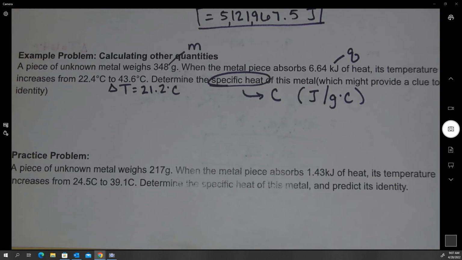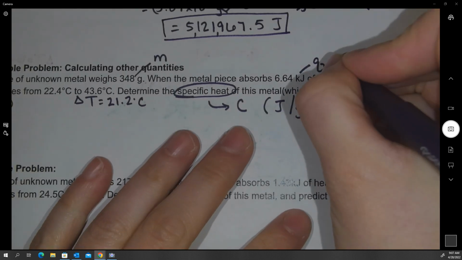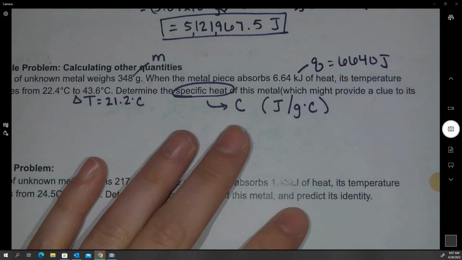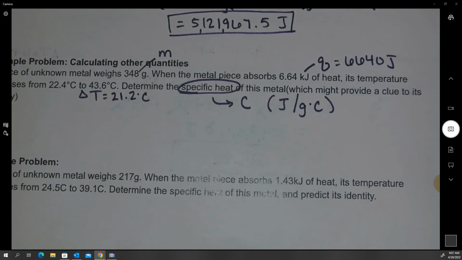What am I going to do? Am I going to divide or multiply? When we go from joules to kilojoules, we divide. So now we're doing the opposite. We're going kilojoules to joules, so we are going to multiply. We're going to multiply by 1,000, or move the decimal to the right 3 times. So this is actually going to be equal to 6,640 joules. Now all we have to do is plug and chug.